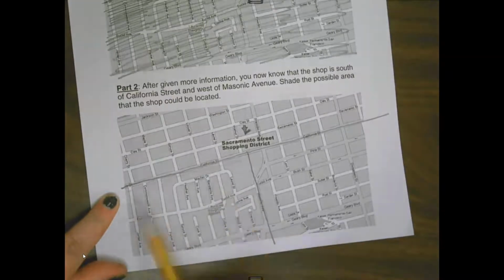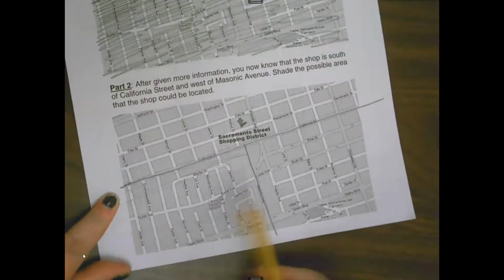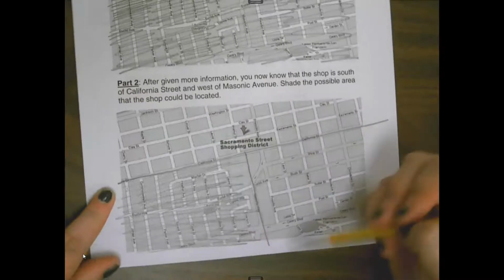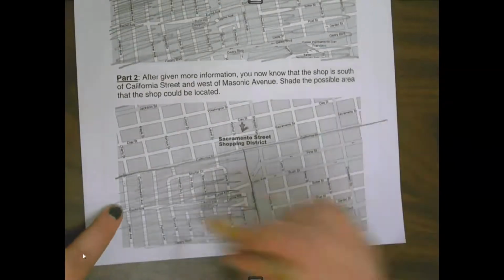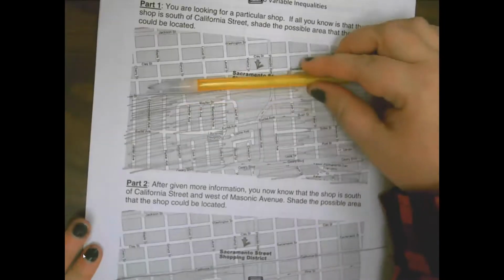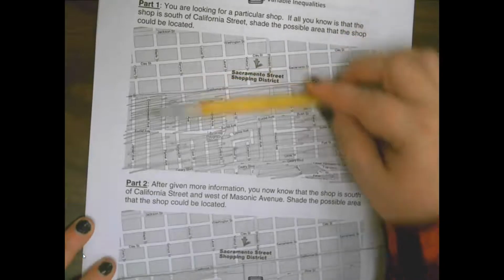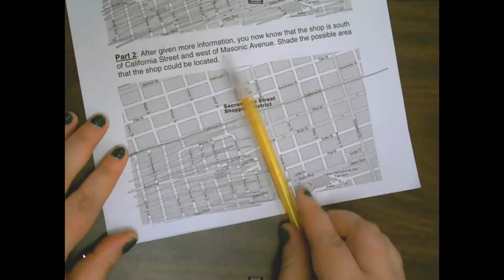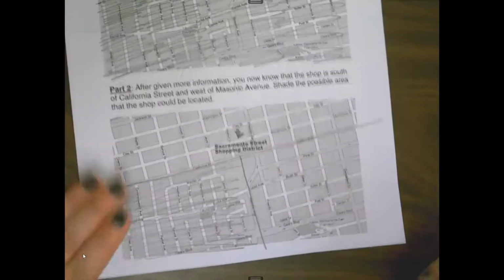So the only place that matches both of those requirements is this left bottom square here. This is south of California, but west of Masonic. So whatever place we're looking for is going to be in this area. Can you see how when we only had one criteria, we just shaded everything below it? But when we had two criteria, we had two things to put into consideration. And that's what we're going to be looking at with graphing inequalities.